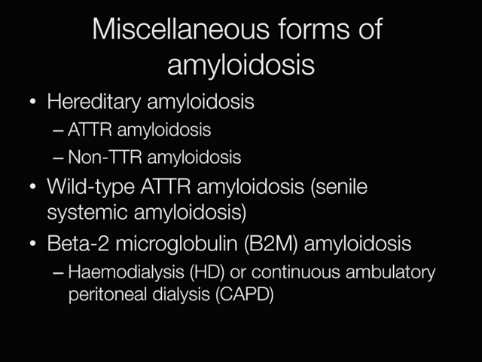Finally, another group of patients at risk of amyloidosis are those receiving dialysis for renal failure. And it is the beta-2 microglobulin that is the component of amyloid in these cases.